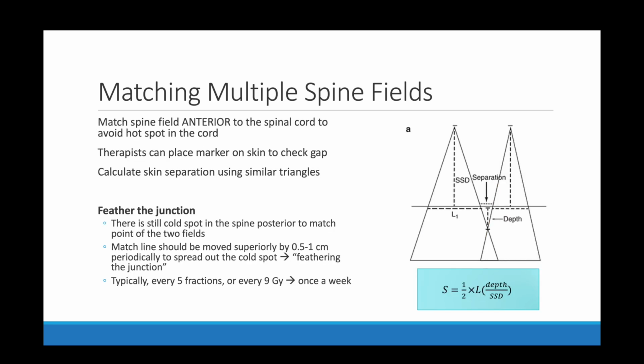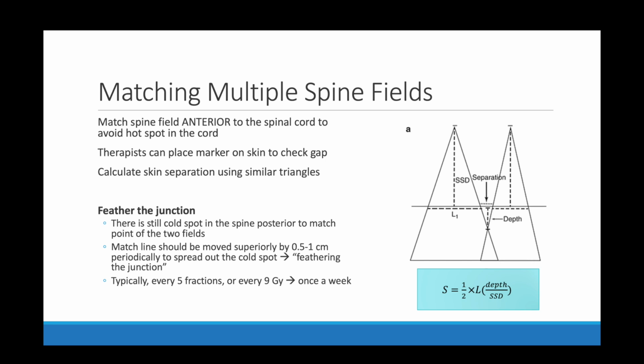Okay, so we've hopefully understood now the mathematical wizardry that goes behind matching those brain and spine fields. And then there's one last piece of the puzzle, which is matching our multiple spine fields. And we've already talked about this, but now let's put the math behind what we've talked about.